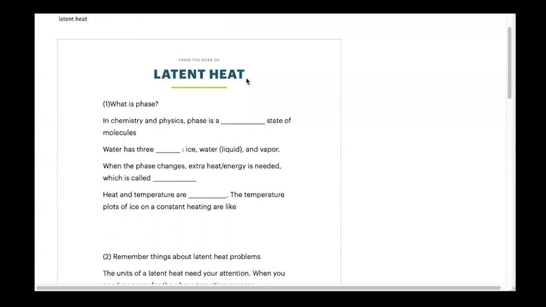In this video, I'm going to talk about latent heat. And in order to understand latent heat, first you need to understand the definition of phase in chemistry and physics. And here we define phase as a macroscopic state of molecule. Which means that we don't care about each specific molecule, but as a whole, we characterize the molecule or state. Let's use an example of water.